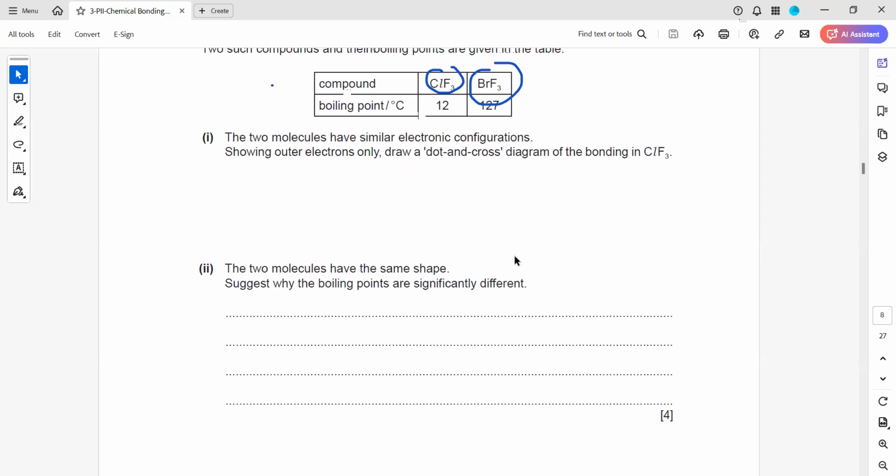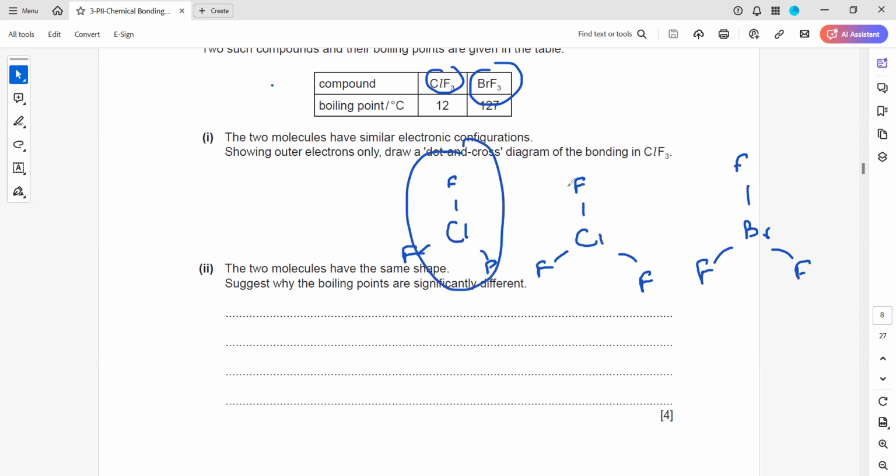First thing, we will mention the type of the intermolecular force. For example, chlorine is bonded with three fluorines, and bromine is also bonded with three fluorines. Because the bonds are polar, the molecule has a net dipole moment. So between the molecules, if there is another molecule of chlorine trifluoride, they will have dipole-induced dipole force, and the dipole-induced dipole force increases as the number of electrons increases.